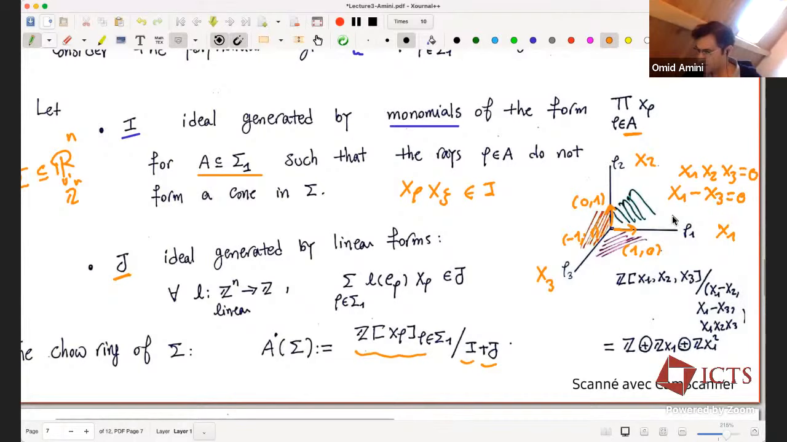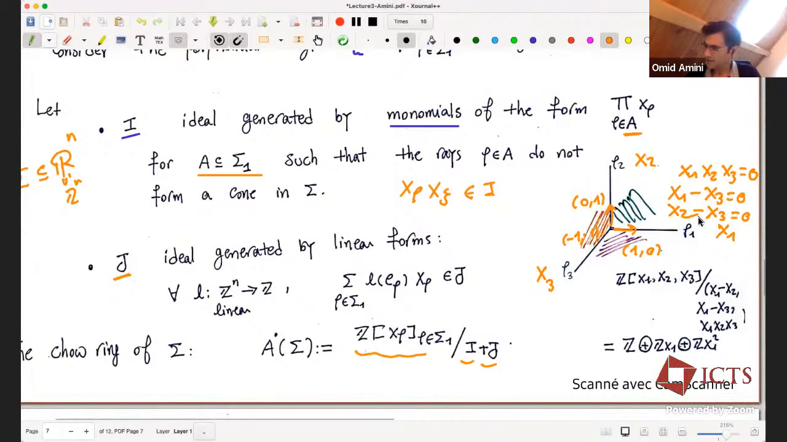So similarly, you get x2 minus x3 equal to zero by looking at the projection to the second coordinate. So now you have these three equations. These are all the equations you can get, okay? Because the space of linear forms is two-dimensional, so you already put these two equations. And this is the only monomial equation to get from the first set of relations.